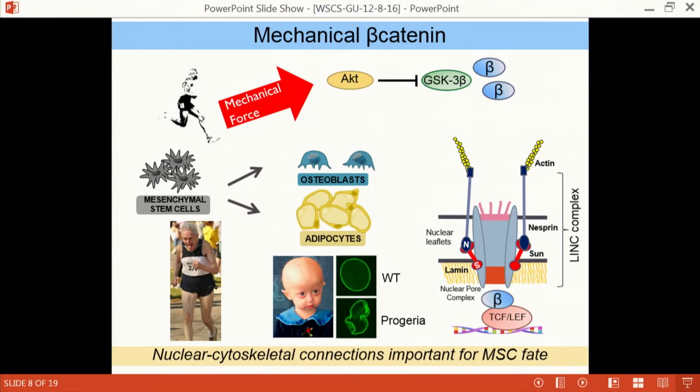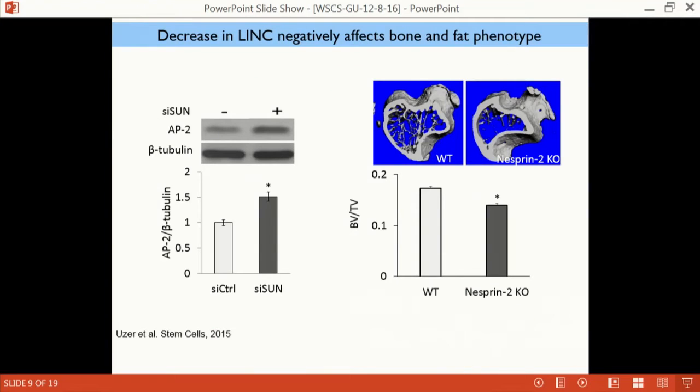So hopefully in this second part of the talk, I will convince you that this connectivity within the cell is important in regulating the beta-catenin signaling, and give you a little information about what we're trying to do next. Here are LINC deficient cells and LINC deficient animals, and as I showed you before, in the presence of siSUN, which disrupts the LINC complex, we see an increased adipogenesis, and at the same time, with the LINC deficient mice, we see a decreased bone mass, suggesting that this LINC complex might play a role in how beta-catenin signaling is regulated in cells.